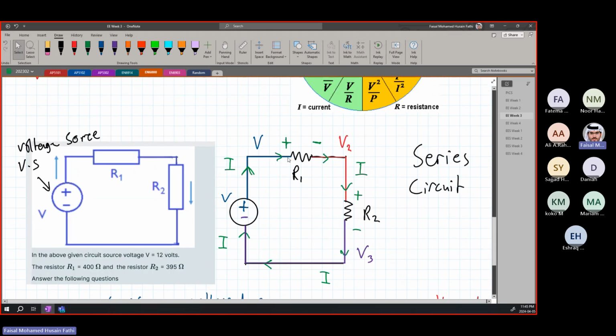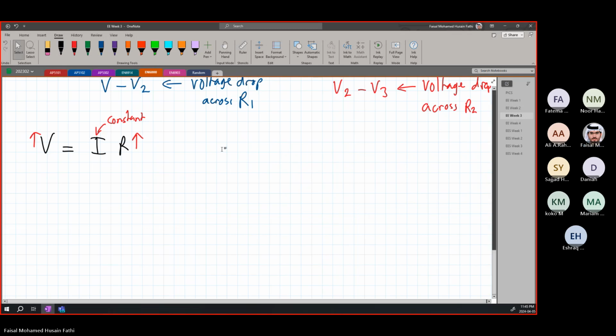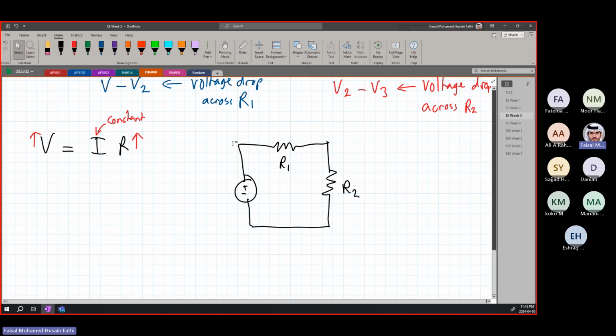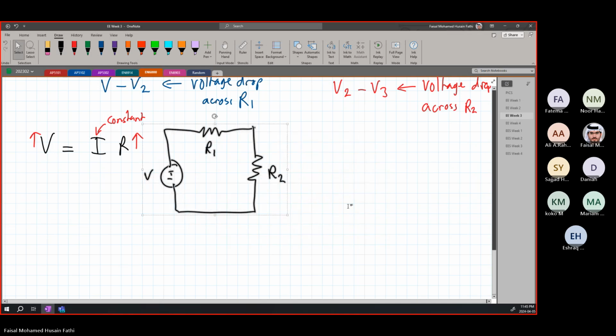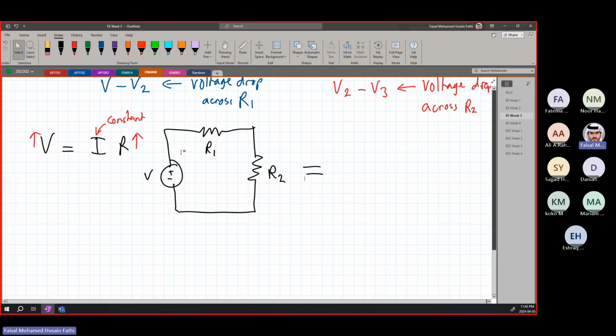Another thing I want to comment about series circuits. We have this circuit, right? This is R1, R2, plus, minus. This is our voltage. We can redraw the circuit. Remember that these lines are all just wires.